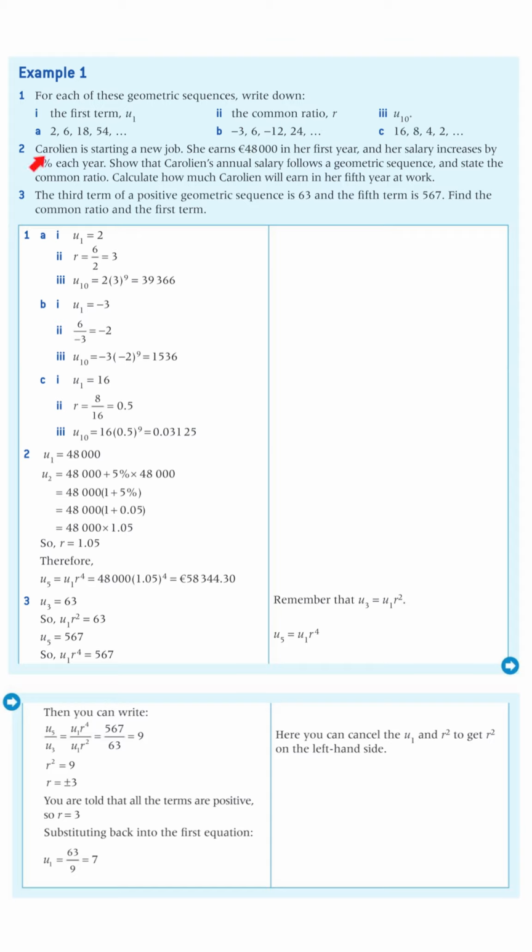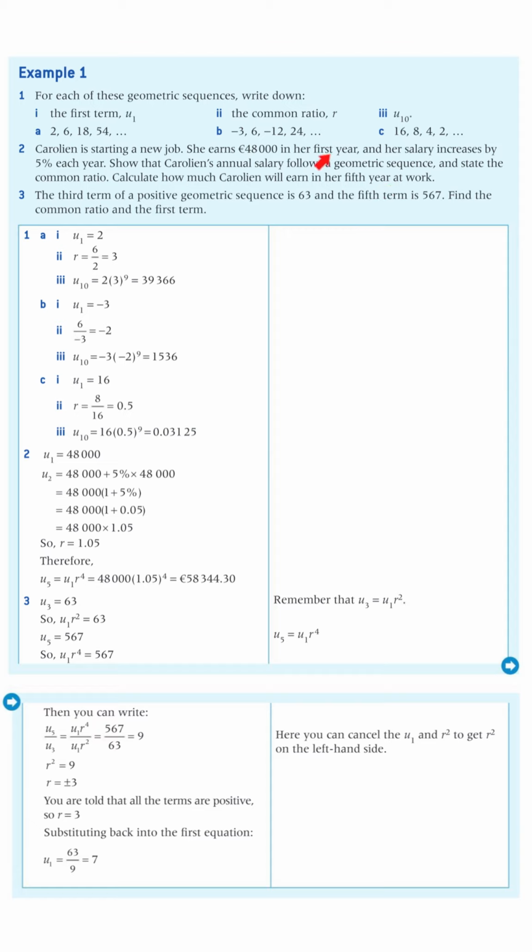Okay, let's have a look at question 2. Caroline is starting a new job. She earns €48,000 in her first year, and her salary increases by 5% each year. Show that Caroline's annual salary follows a geometric sequence and state the common ratio. Calculate how much Caroline will earn in her 5th year at work.